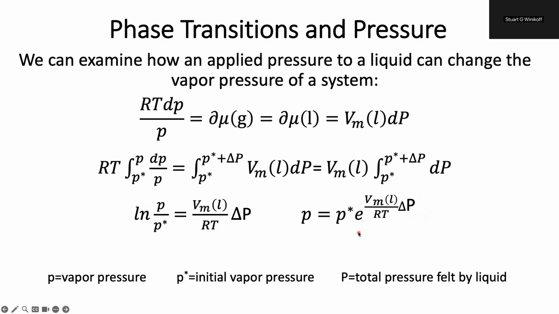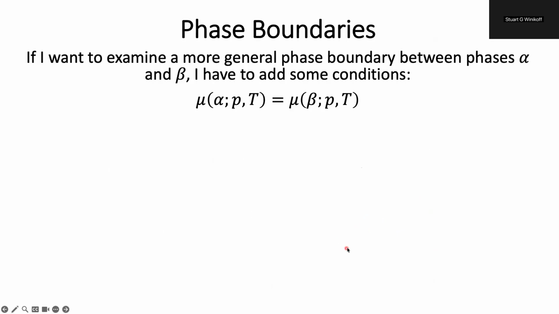So that's something to keep in mind. In general, that applied pressure is going to have a relatively small impact, but we can indeed predict it with a relatively simple equation. Now, let's go ahead and look at a more general phase boundary in between two phases. And we're going to try and apply some conditions to see how it changes with pressure.